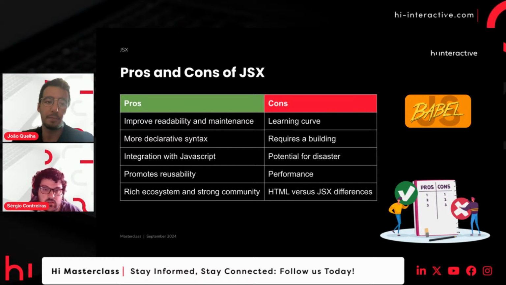Another point is a more declarative syntax. JSX allows you to describe what the UI looks like in a more declarative way. This means that you can focus on what you want to achieve with the UI, making it more predictable and easier to debug. It also allows you to integrate JavaScript inside the markup, which is not possible in normal HTML.